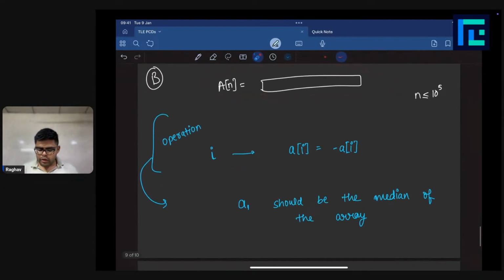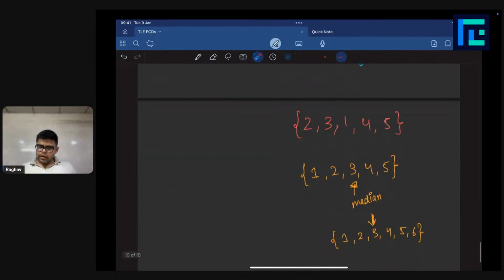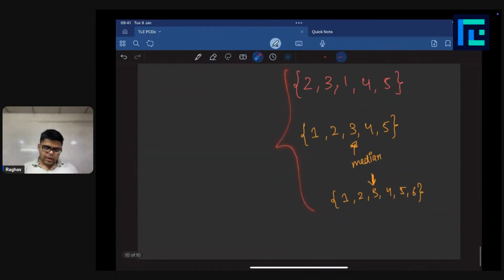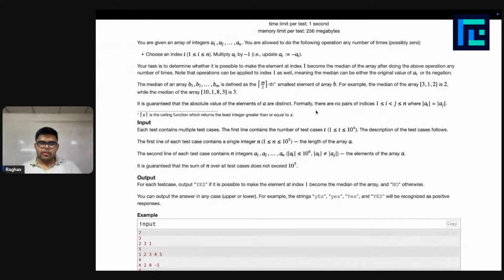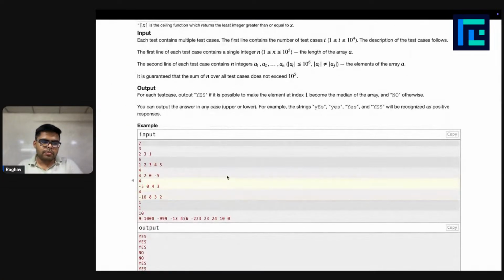Given an array, you can apply these operations as many times as you want. Our goal is to find out whether we can make the first guy of the array a median. And you are permitted to apply an operation on the first guy also. That is also permitted. Okay, so let me take an example. I think a dry run would be better for this problem.